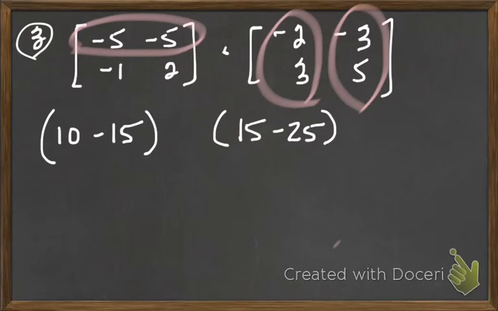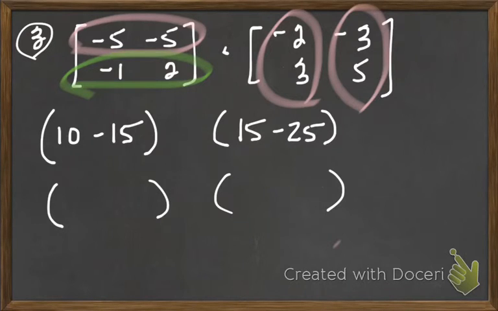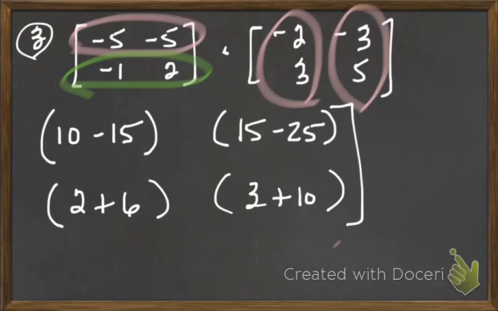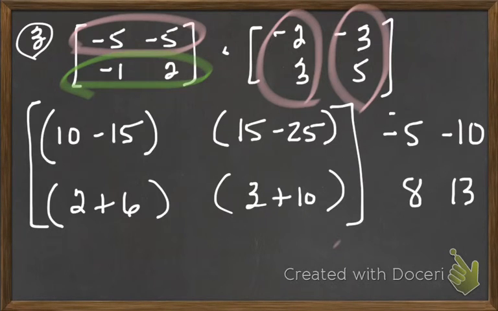You don't have any more columns to multiply by, so then you go back and you pick up the next row. So now I'm going to multiply by the second row. When I'm multiplying by the second row, I write my answers in the second row. Second row times the first column is going to be 2 plus 6. Second row times the second column is going to be 3 plus 10. Put your little brackets back around here and simplify. So you're going to end up with negative 5, negative 10, 8, and 13, unless I made a careless mistake. That will be your answer.